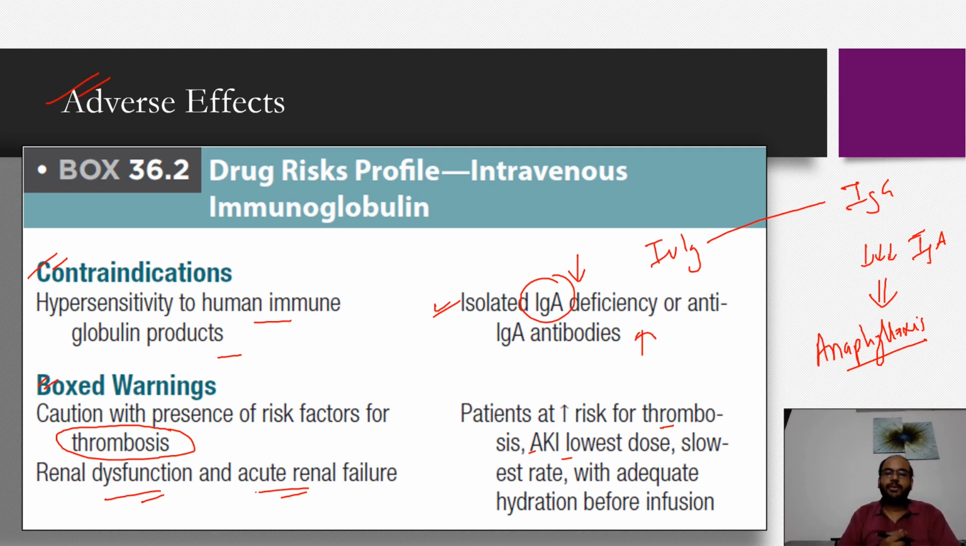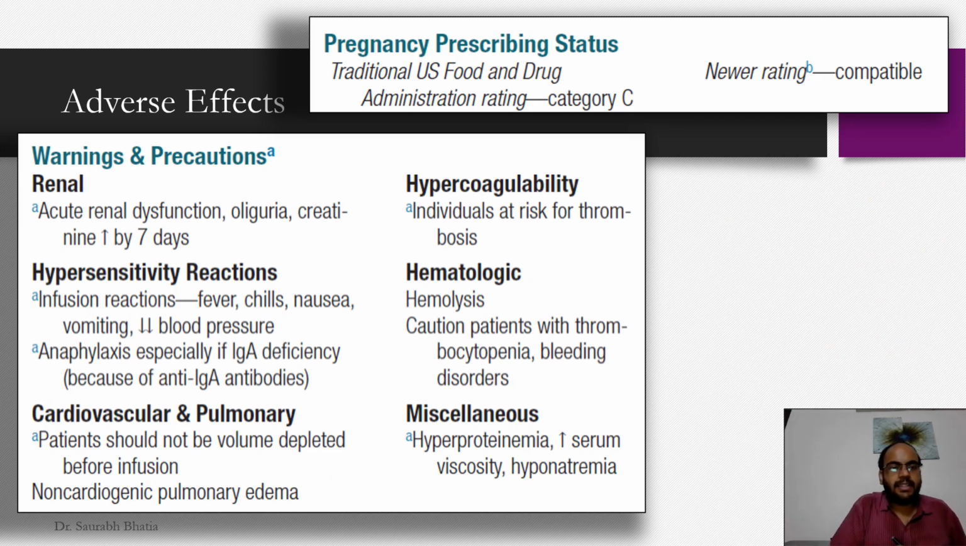And renal dysfunction and acute renal failure, kidneys are required for immunoglobulin excretion. So the suprapharmacological doses of immunoglobulins in IVIg may precipitate kidney injury. So make sure that there is no kidney dysfunction and no kidney failures. The renal side effects include acute renal dysfunction, oliguria, creatinine increase within the first week of giving the first cycle. Hypersensitivity reactions include infusion reactions, anaphylaxis, especially if IgA deficiency is present.